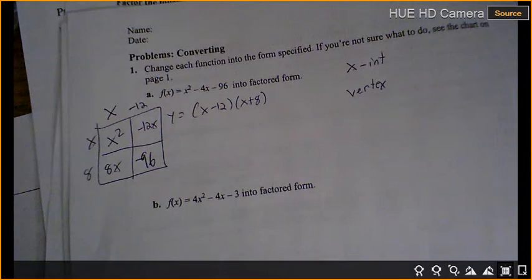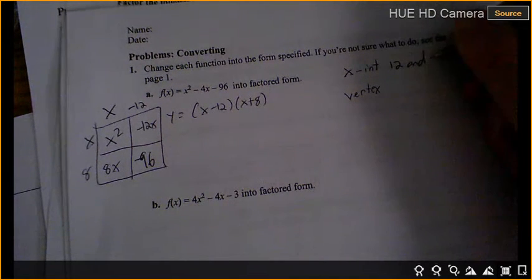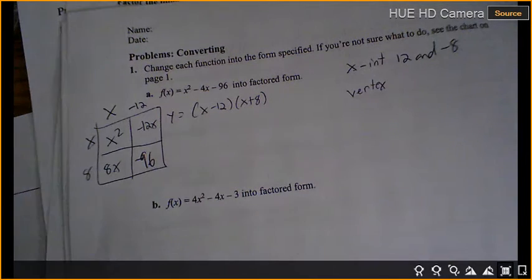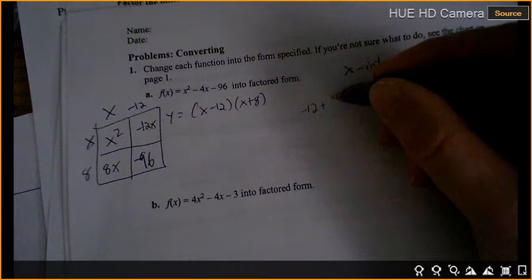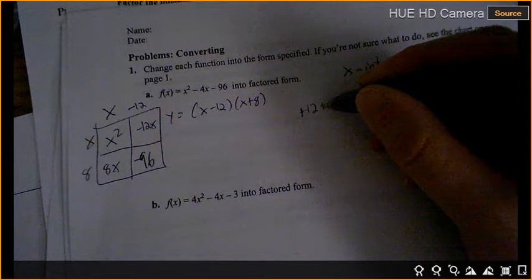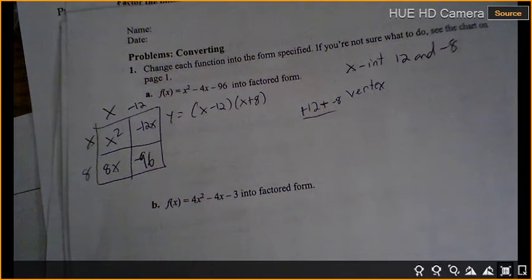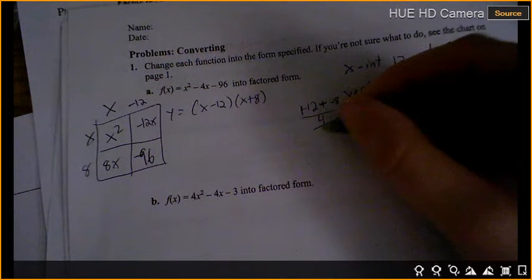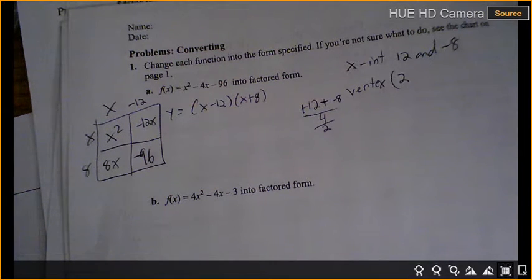So what are my x-intercepts then, or my zeros? What's the opposite of negative 12? 12 and negative 8. Now my vertex: remember, to find the axis of symmetry, I'm going to go negative 12 plus 8. Oops, excuse me. Positive 12 plus negative 8. And I'm going to get 4. 4 divided by 2 gives me 2. So that is the x value of my vertex.